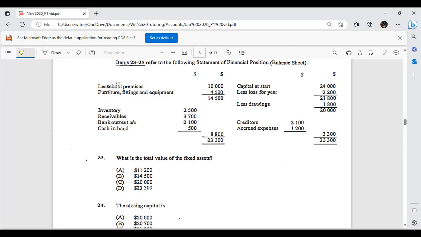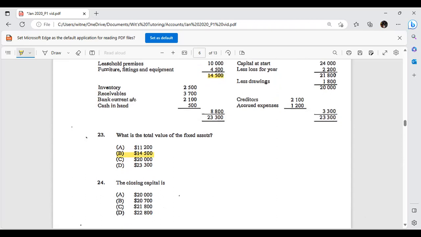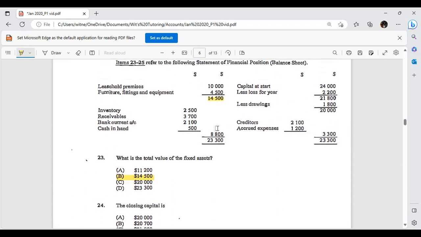So let's calculate your total fixed assets. That would be your leasehold premises of 10,000 plus your furniture and fittings equipment of 4,500. So that's 14,500. You literally have to do nothing. You just need to go up and pick out the figure right here. So literally, closing capital is, again, come up here. You don't need to do a thing.